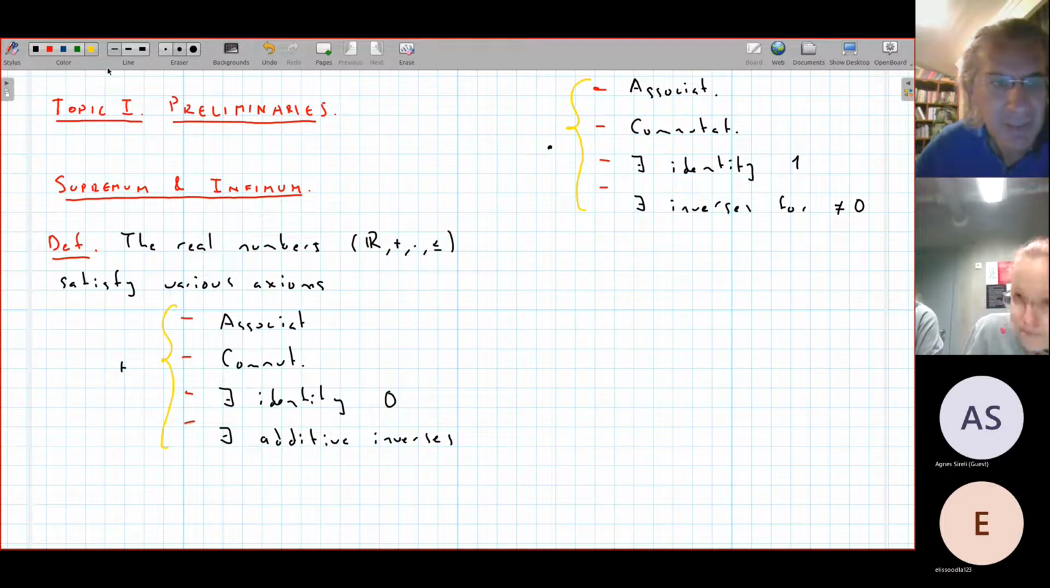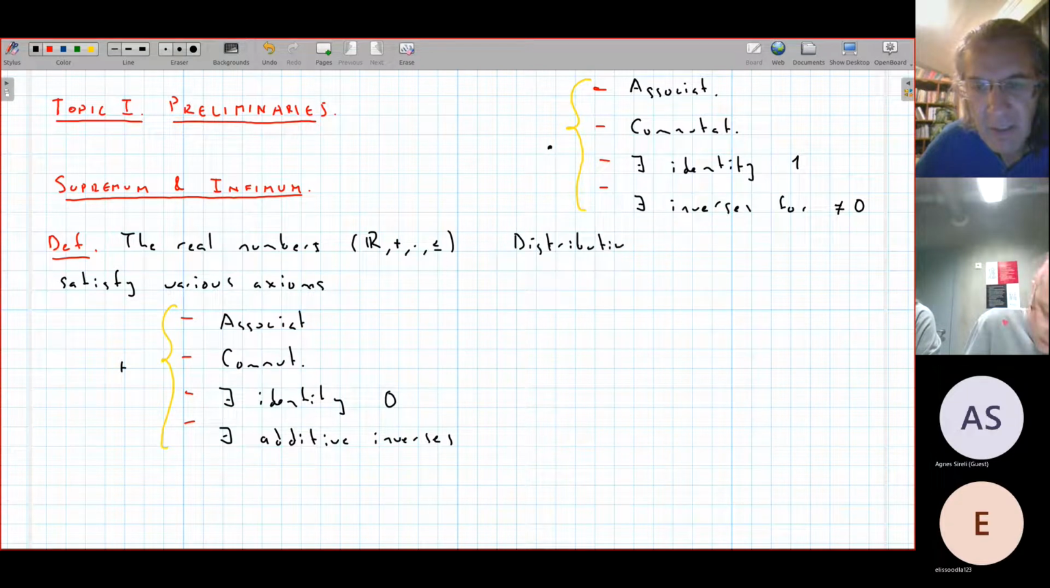So we're not talking about algebra. Then we have some properties which are called distributivity. Sorry, there is only one property of distributivity. And then we have the properties for the order relation. I'm not going to mention these properties. They are like 4 properties.